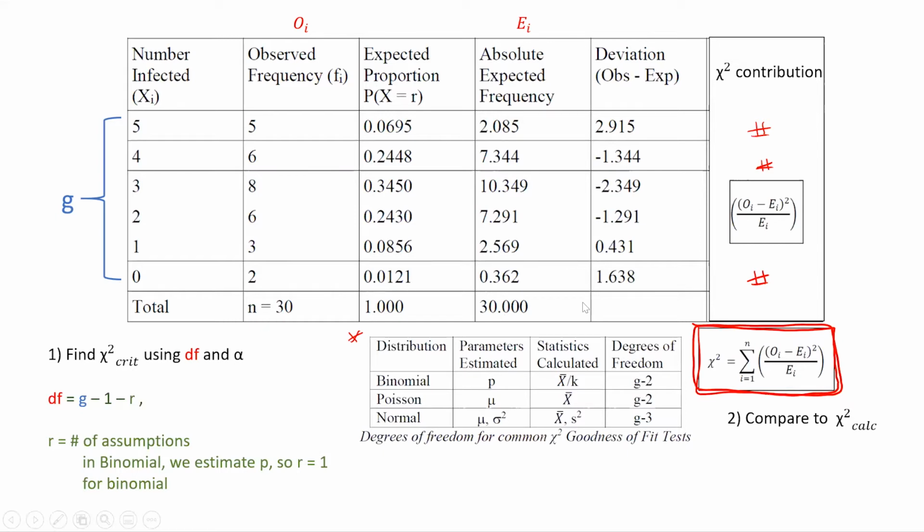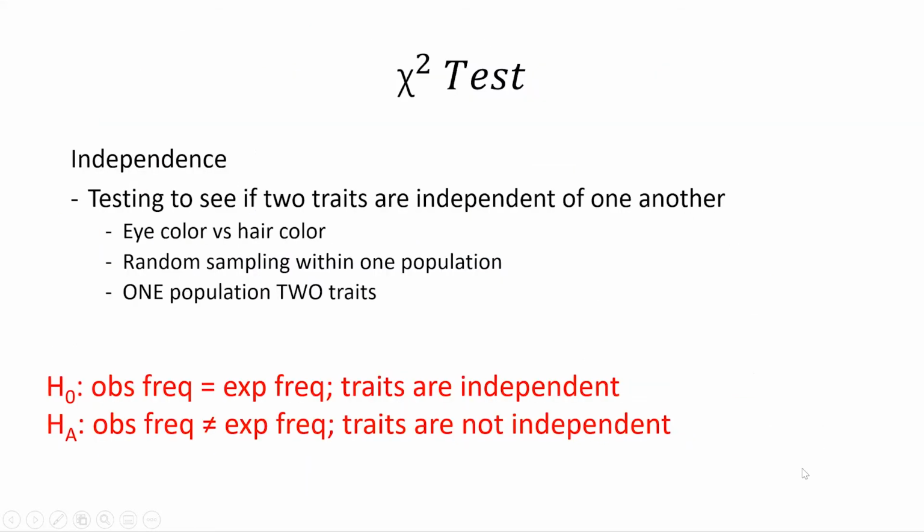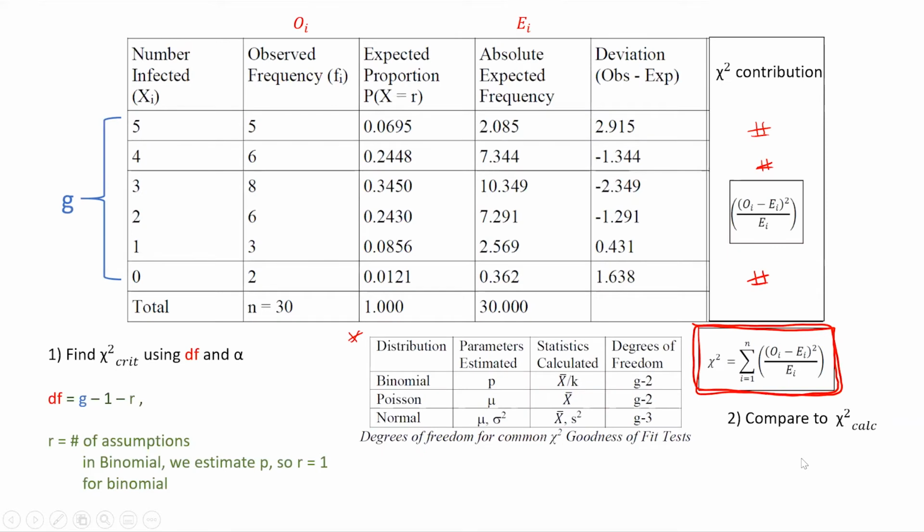And then compare that to our calculated value, which is the sum of these chi-squared contributions. So our observed minus expected squared divided by our expected, sum those up for each of these 6 groups, and we get our calculated value. We then compare our critical to calculated values. If our calculated value is more extreme than our critical value, we reject the null hypothesis and say that our data does not fit the expected distribution.